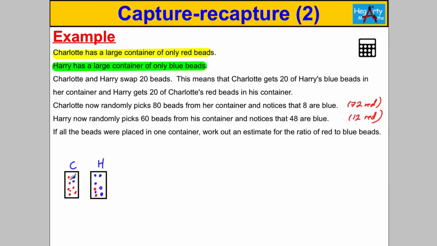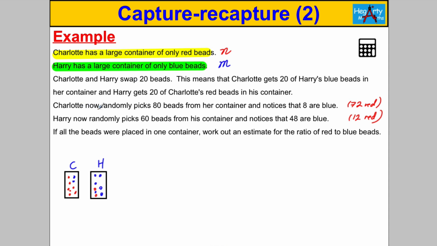of red to blue, that's the same as the ratio of how many red beads Charlotte originally had to how many blue beads Harry originally had, because they swapped them, but now they're all getting put back in the same jar. So what we would really love to know is how many red beads Charlotte originally had, we'll call this N, and how many blue beads Harry originally had, we'll call that M. If we knew those, we could put them in a ratio together and work out the answer to the question. So let's see if we can use capture-recapture.